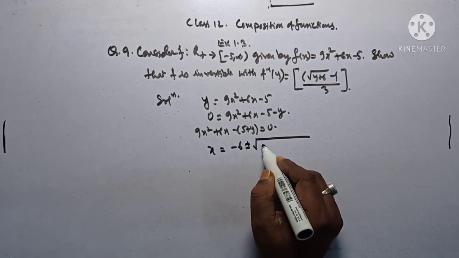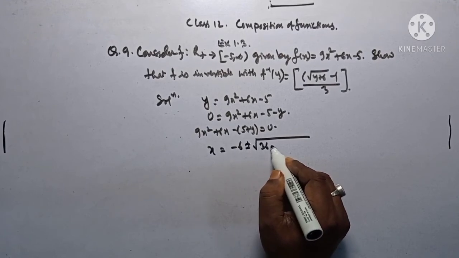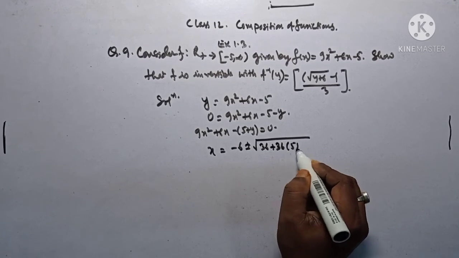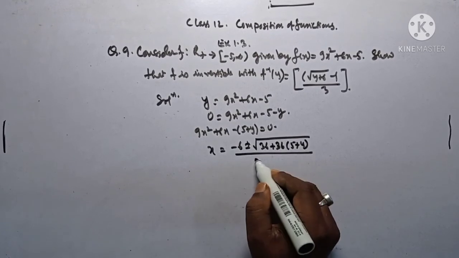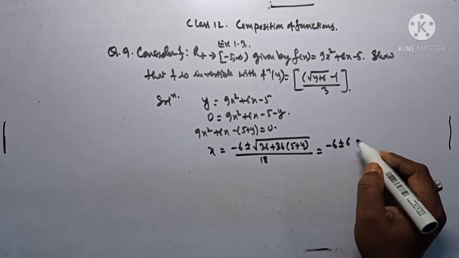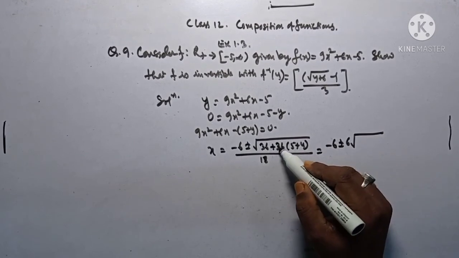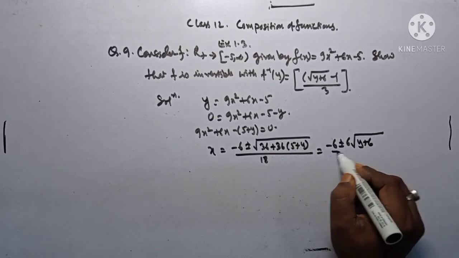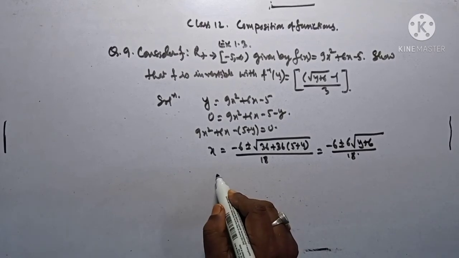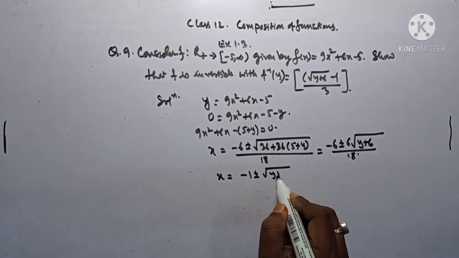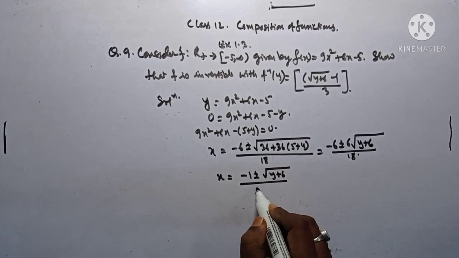here, that is b square, that will be 36, minus into minus plus, 4 9s are 36, (5 plus y), by 2 9s are 18. So this will be minus 6 plus minus 6 root, here 36 common, so 6 comes out. So y plus 6 by 18. So your x is equal to minus 1 plus minus root y plus 6 by 3.